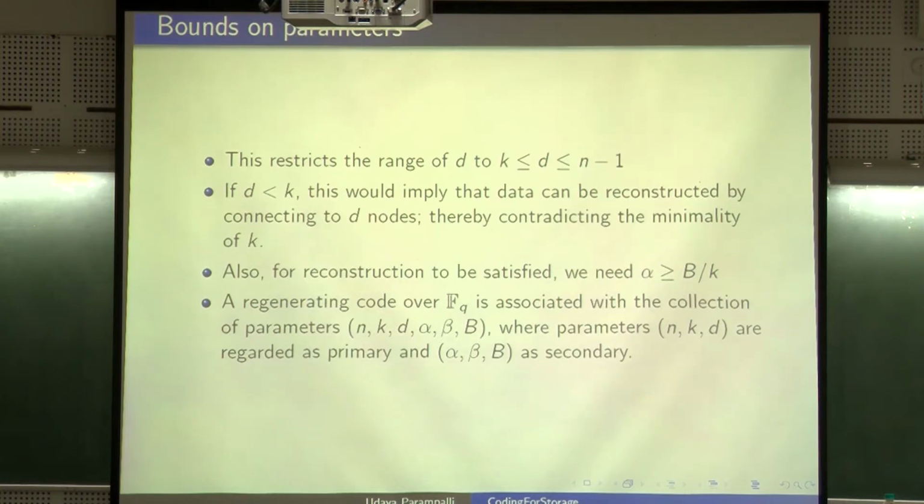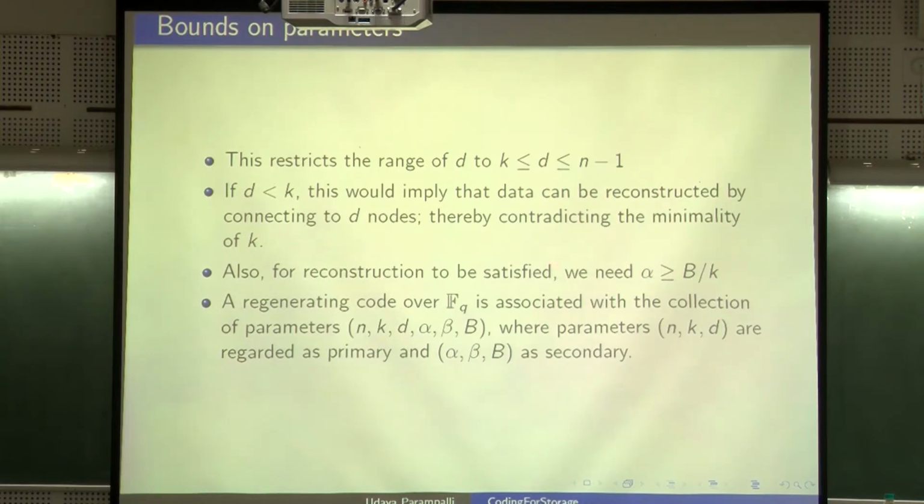Now, can d be less than k? No, it cannot be, because k is the information. So the range of d thus has to be k to n minus 1. Why can't it be n? Because when a node has failed, only the remaining nodes can be contacted. Now, d less than k would imply that the data can be reconstructed by connecting to d nodes, thereby contradicting the minimality of k. So that's not possible, so it has a k out of n property.